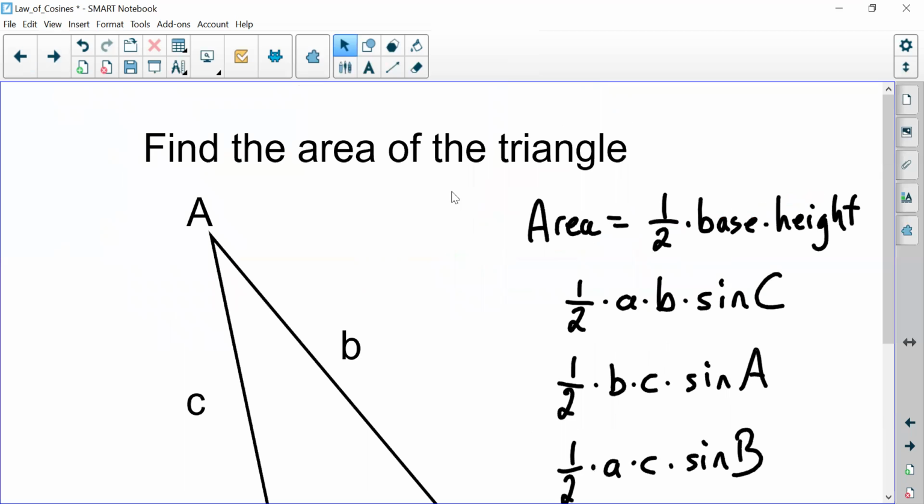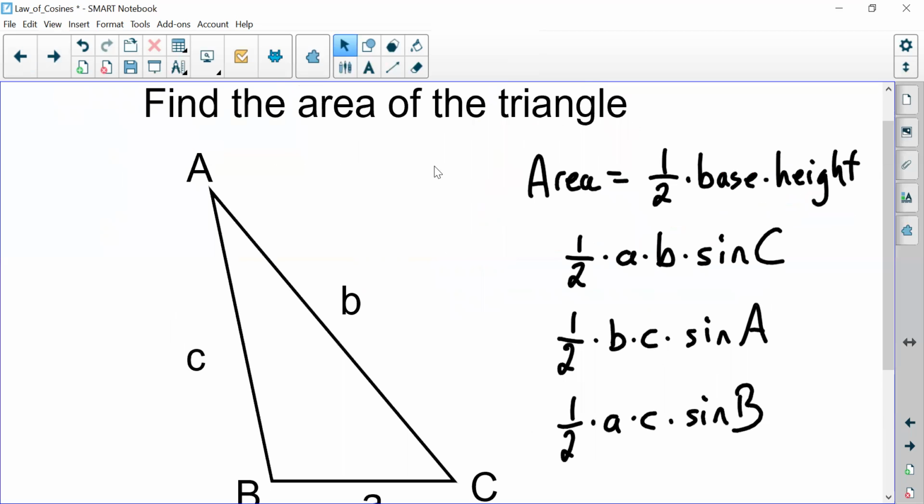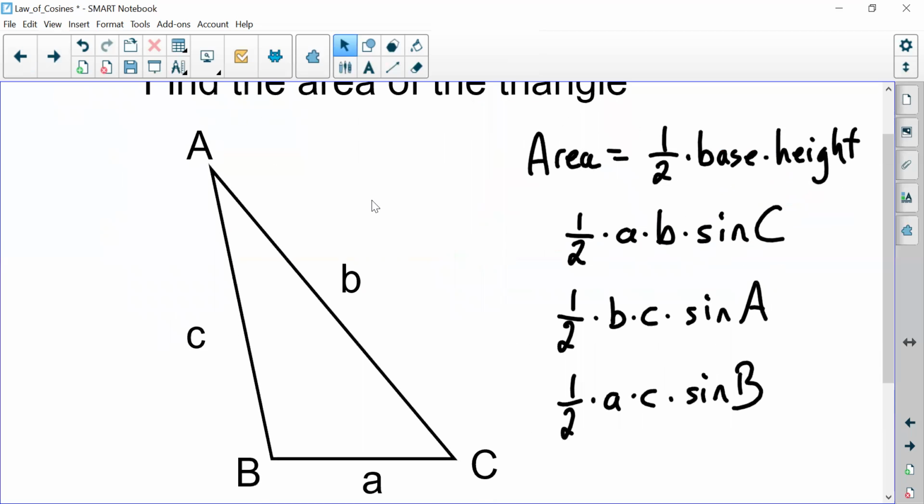And then area of a triangle, very quickly, we can find the area of a triangle. Of course, you all know it's half times base times height, but we can use SOHCAHTOA to get this shortcut. If we don't know the height, we can find this. The B sine C kind of finds the height for you. So half times A times B times sine C, or half times B times C times sine A, or half times A times C times sine B.